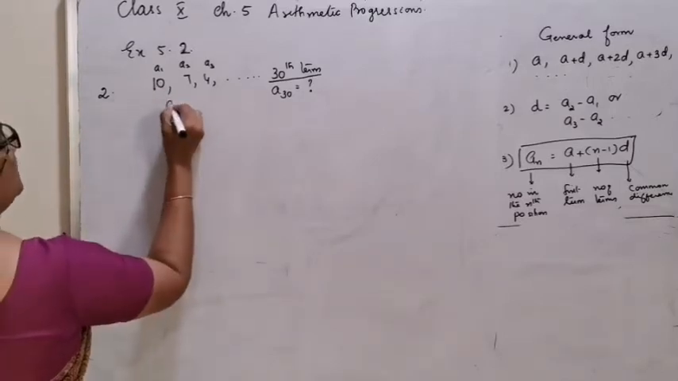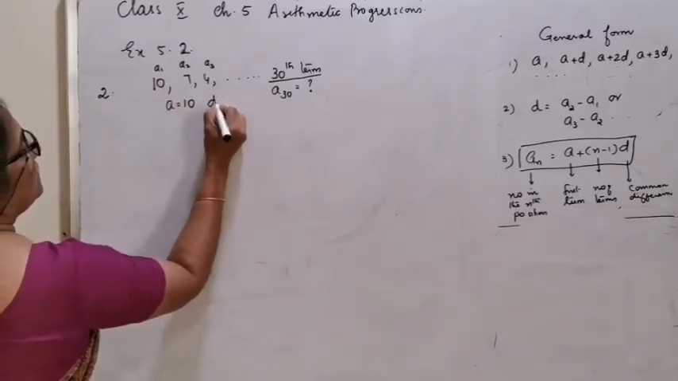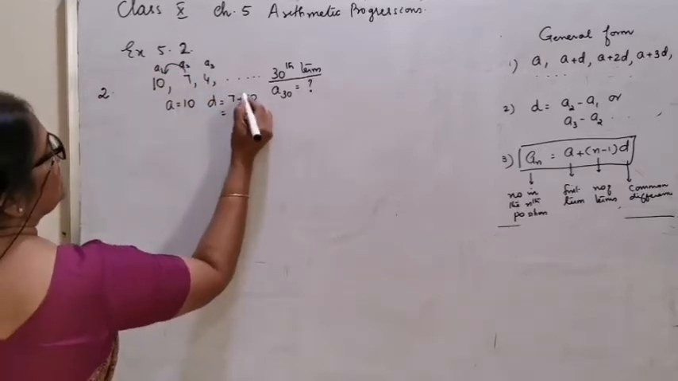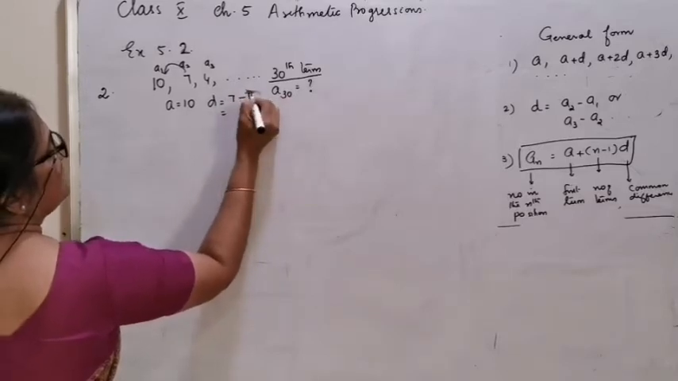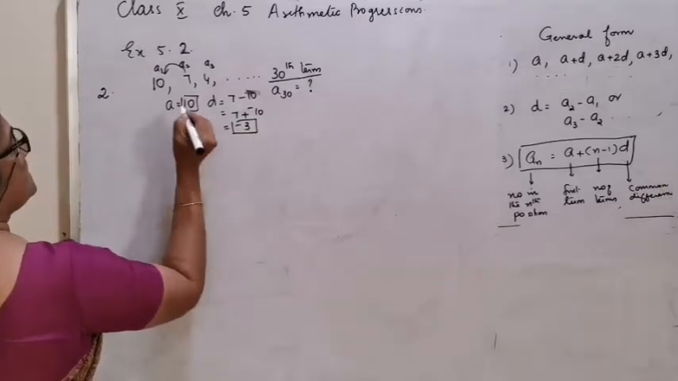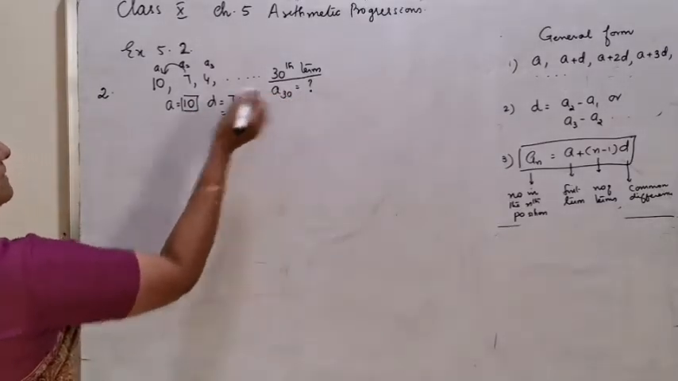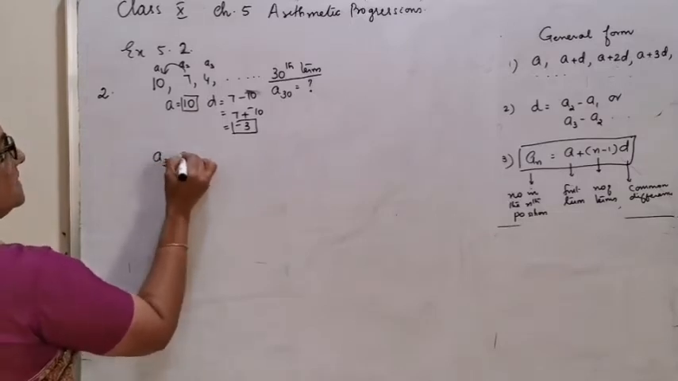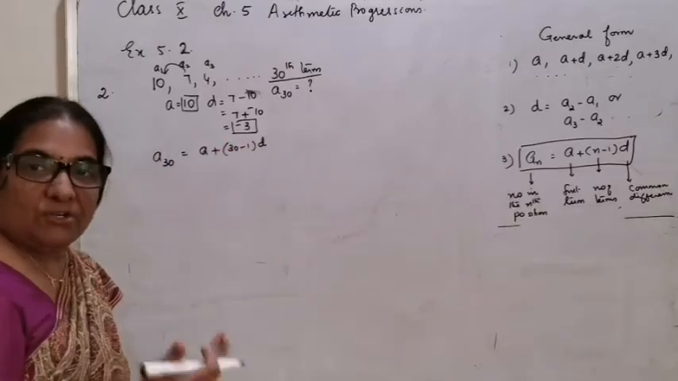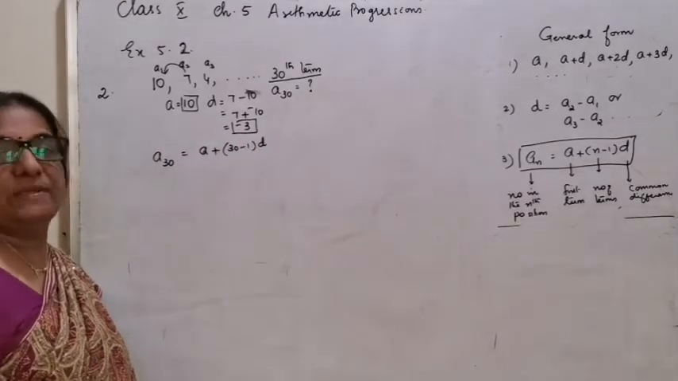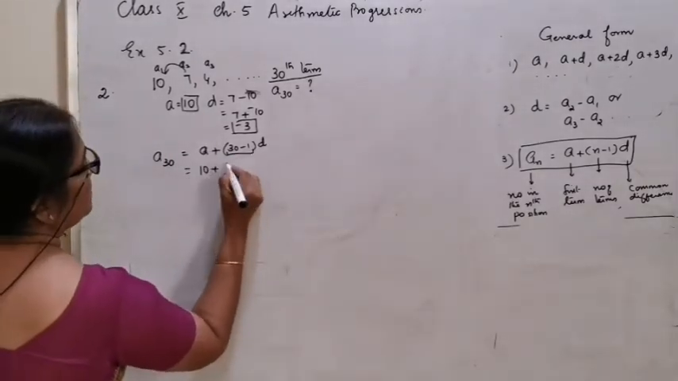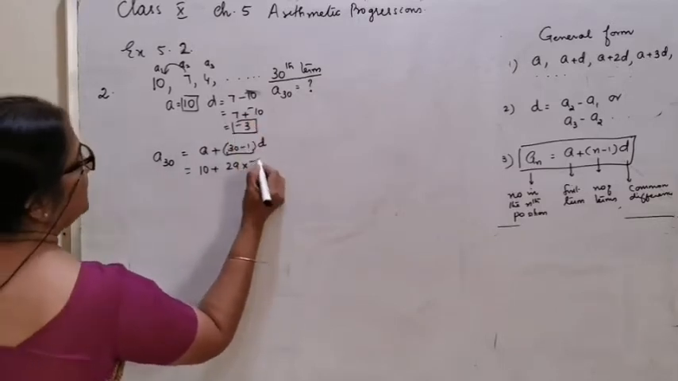Now, what is your a value? It is 10. d is always calculated as second term minus first term: 7 minus 10, which is minus 3. d value is minus 3. a is 10. How do you calculate a30? a30 is equal to a plus (30 minus 1) into d. Later on you can directly write it as a plus 29d, which is equal to 10 plus 29 into d value, minus 3.